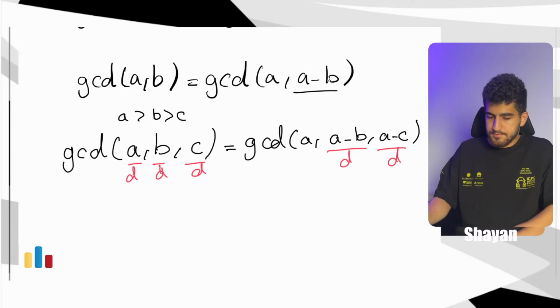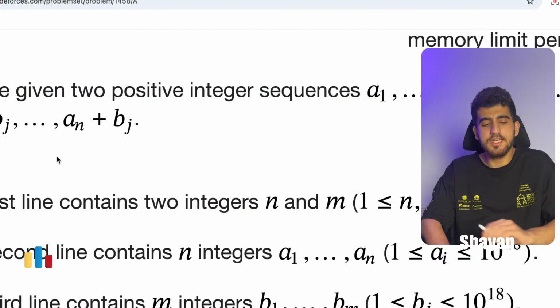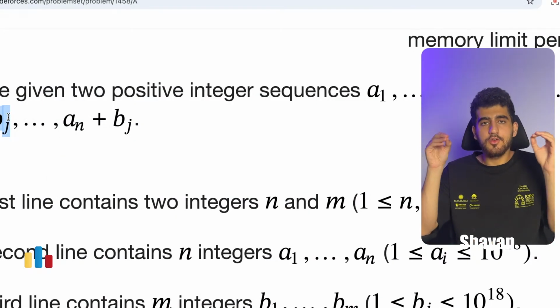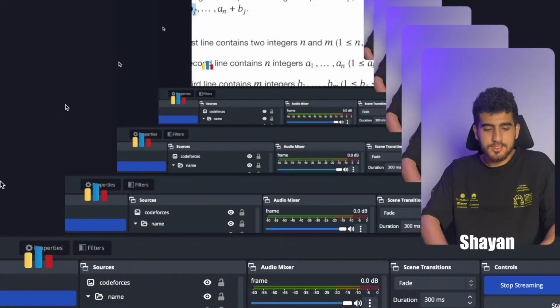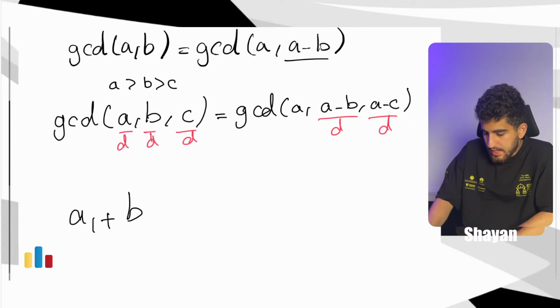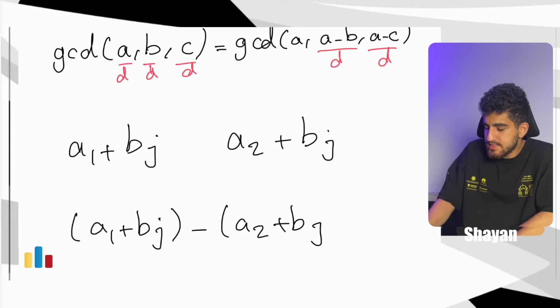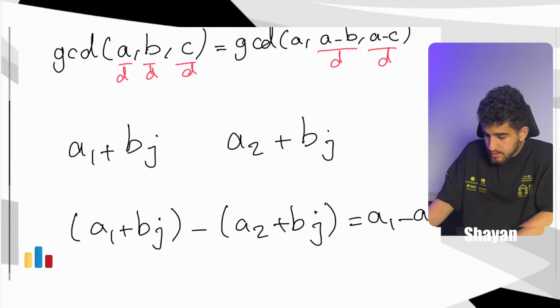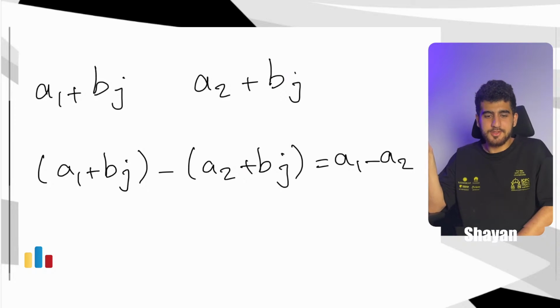So therefore, there's one very important thing in here, and that is this: when you increase each number by bj, even though your numbers will change, their differences will not change. So when you add bj to a1 and you add bj to a2, the difference of these two numbers, a1 plus bj minus a2 plus bj, remains the same. It is still a1 minus a2. So the differences will not change when you add bj to all the numbers.